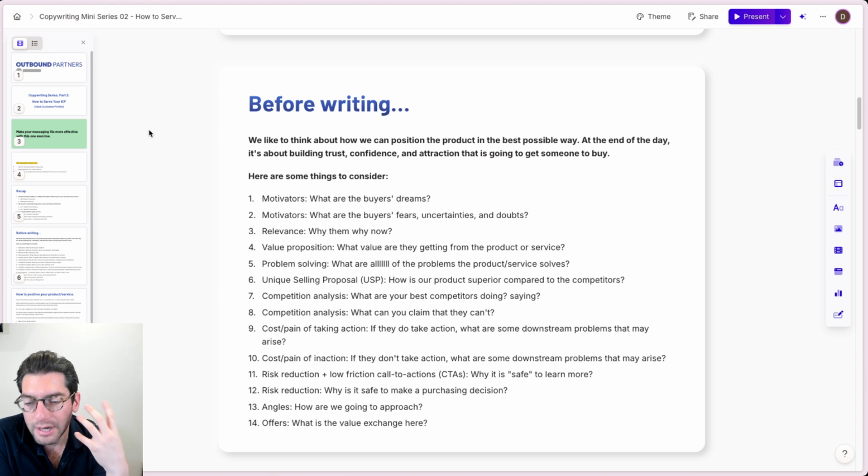So what is a safe way for someone to learn more? It's totally okay to ask for a meeting, and we ask for meetings all the time, and it often works. I would say even 80% of the time. Sometimes it doesn't work, and there's other ways to have a soft call to action to get people to learn more, where they feel safe.